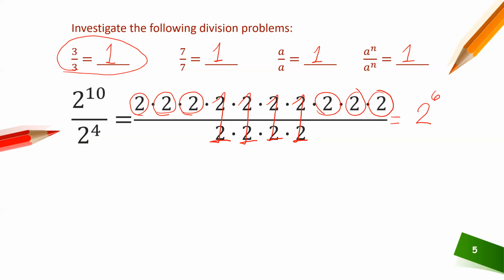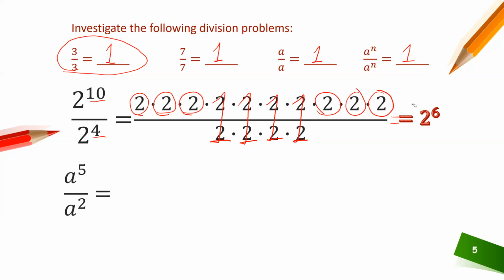Okay, so pay attention to how the 6 comes about. Why are there 6 left? Because I have been able to divide out 1, 2, 3, 4 copies of 2. Because 2 divided by 2 is 1, and then 1 multiplied by anything is itself. So really, it's just 2 to the 6th power. Okay, so based on that, we would say this right here is what?